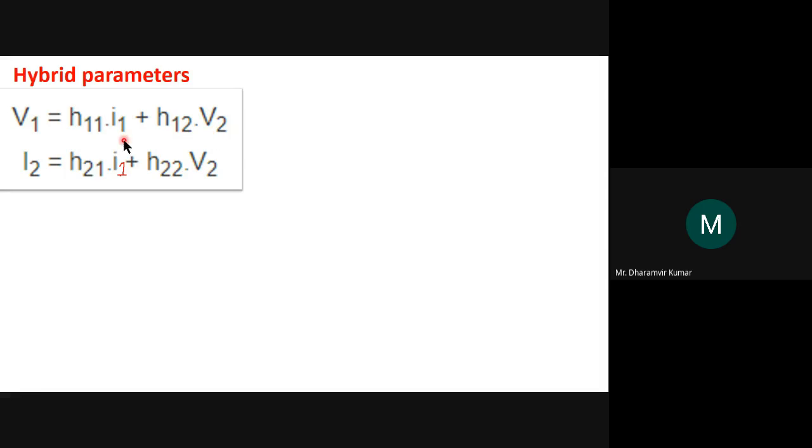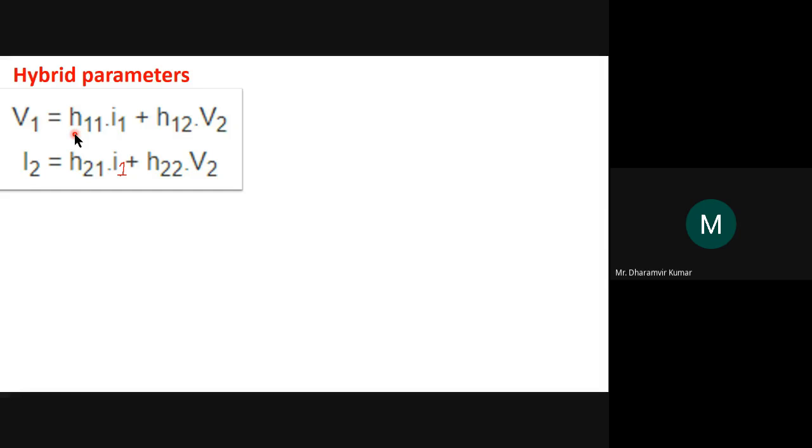Now this I1 is a current, and we know that when we multiply current with a resistance, it becomes a voltage. So in that sense we can say that h11 will have a unit of resistance, so that the resistance multiplied by the current becomes a voltage. The required condition is satisfied, that the LHS unit should be equal to the RHS units.